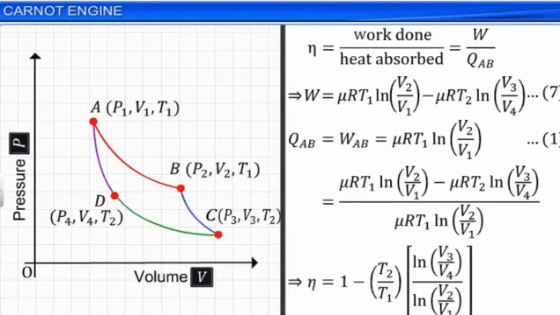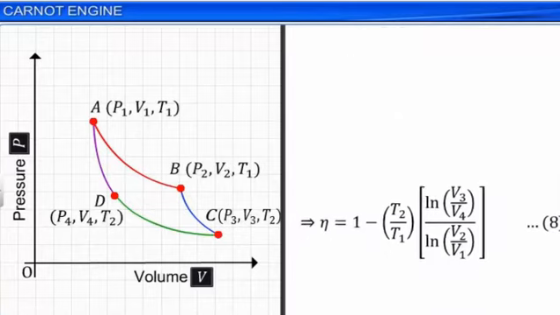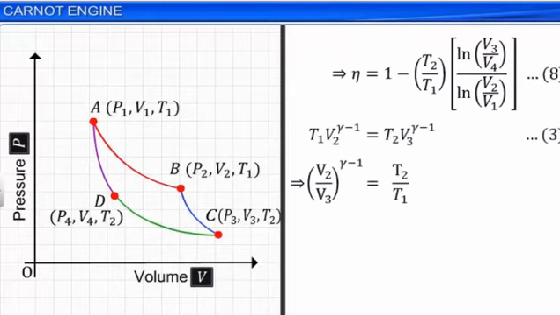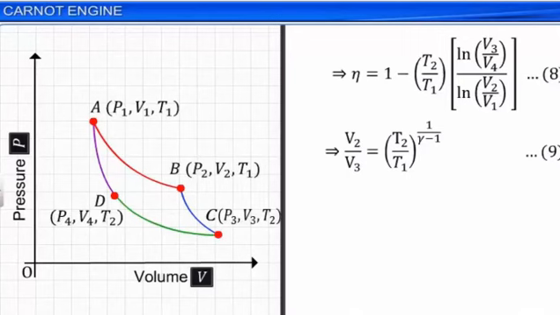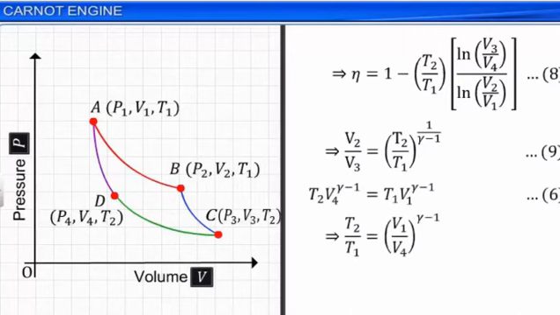Equation 3 can be rewritten as V2 by V3 is equal to T2 by T1 to the power of 1 by gamma minus 1. Let this be equation 9. Similarly, equation 6 can be rewritten as V1 by V4 is equal to T2 by T1 to the power of 1 by gamma minus 1. Let this be equation 10. From equations 9 and 10, we have V3 by V4 is equal to V2 by V1. Let this be equation 11.